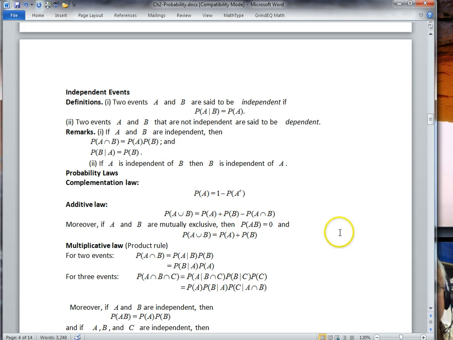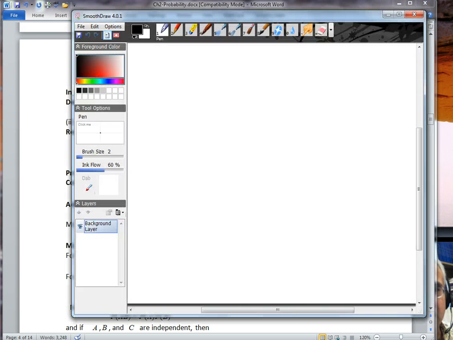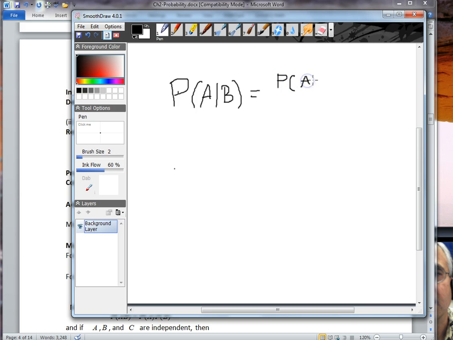It comes from this. Let me go to my tablet. So if you remember, by definition, the probability of A given B is equal to the probability of A intersection B over the probability of B.